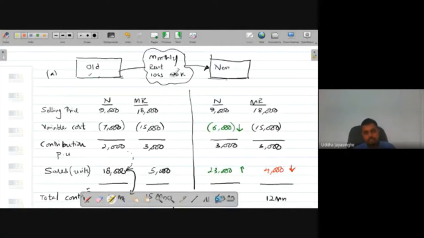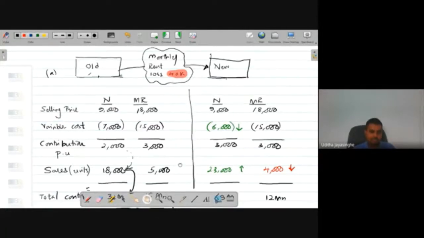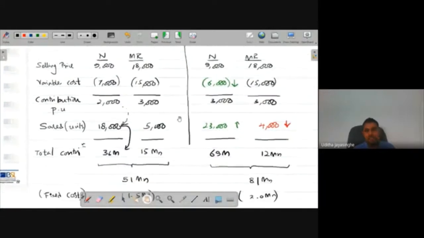The loss of 40,000 per month is going to be accounted for in the new case. So we have to be careful. If you miss this point along with all the other computation, your number is not the perfect number. Okay, let's discuss these items one by one.